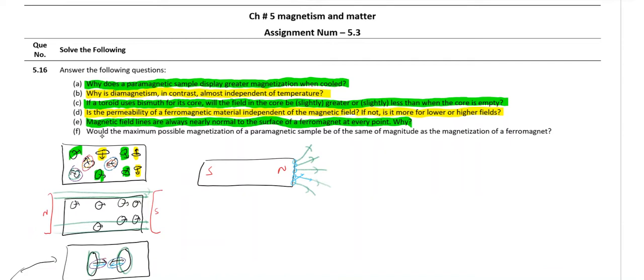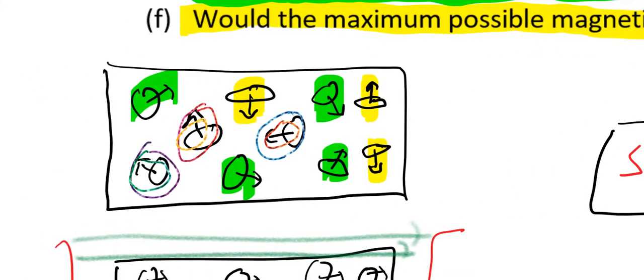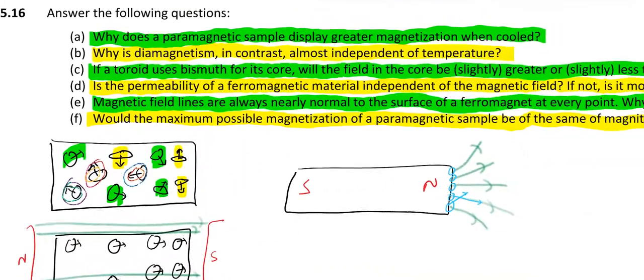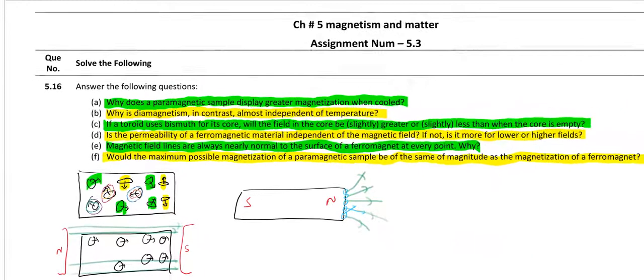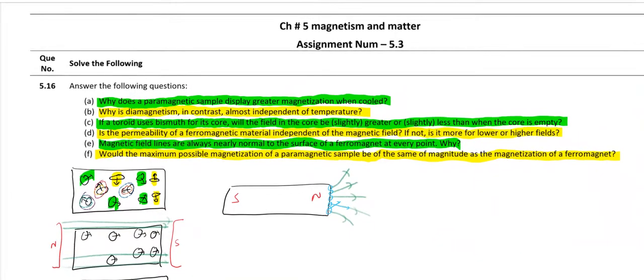Next one. Would the maximum possible magnetization of a paramagnetic sample be of the same magnitude as the magnetization of a ferromagnet? Now, this is a paramagnetic substance. Is it possible to align all dipole moments? Yes, it is possible, and in that case, magnetization will be very high, just like a ferromagnet. But it is theoretical. Practically, you will have to apply an extremely high external field to align all the atomic dipoles. And if you can do it, then yes, you will get very high magnetization, just like a ferromagnet. So that is all for this problem. Thank you.